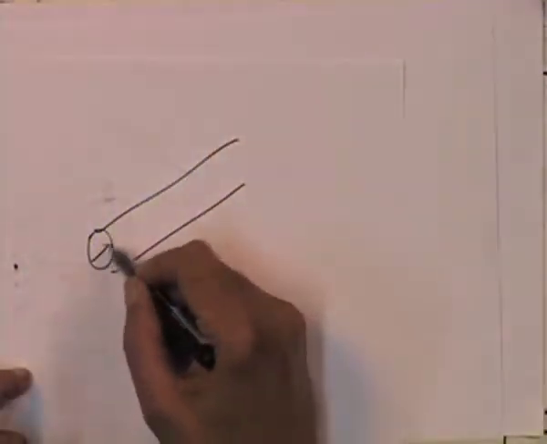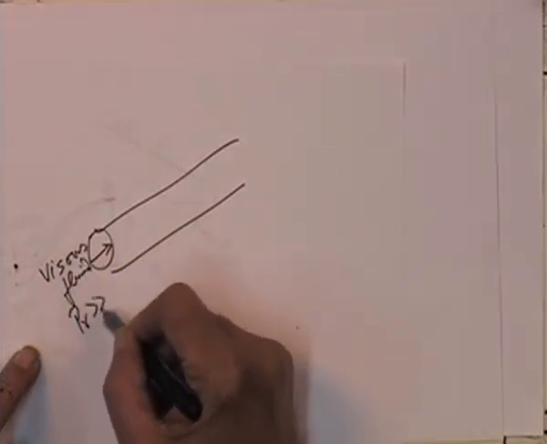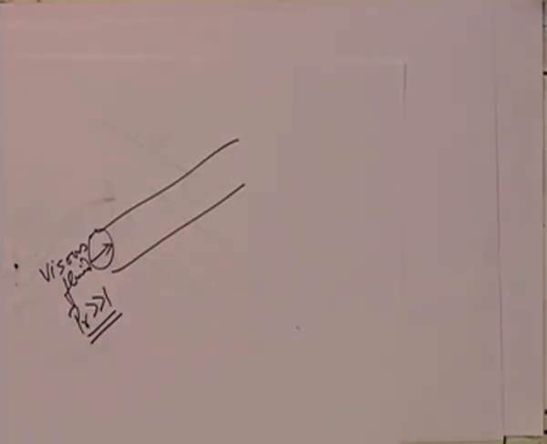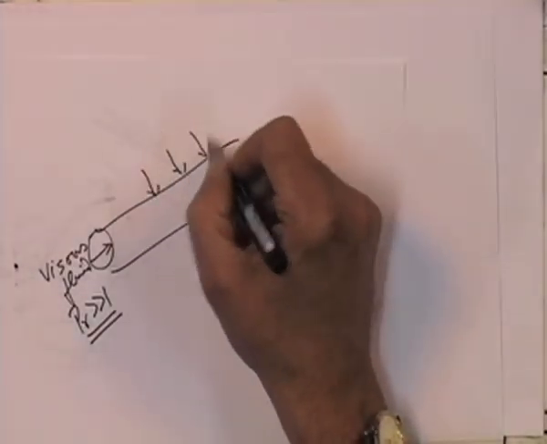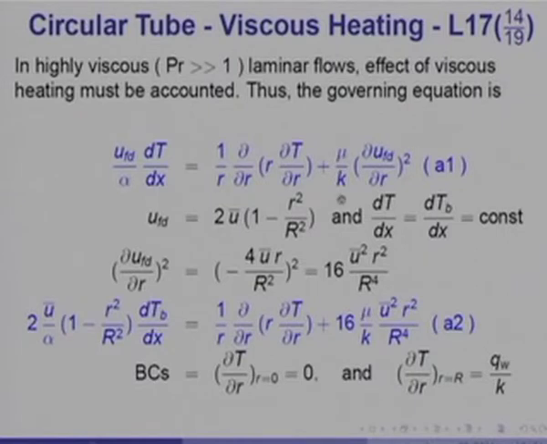We now turn our attention to one more case, and that is the case of highly viscous fluids flowing in a tube. So, its Prandtl number is much greater than 1, in which case there is a constant wall heat flux applied. In that case, you will recall from our energy equation that because viscosity is very high, the viscous dissipation term, mu (du/dr) whole square, becomes as important as the conduction term, and therefore it must be retained in the energy equation.